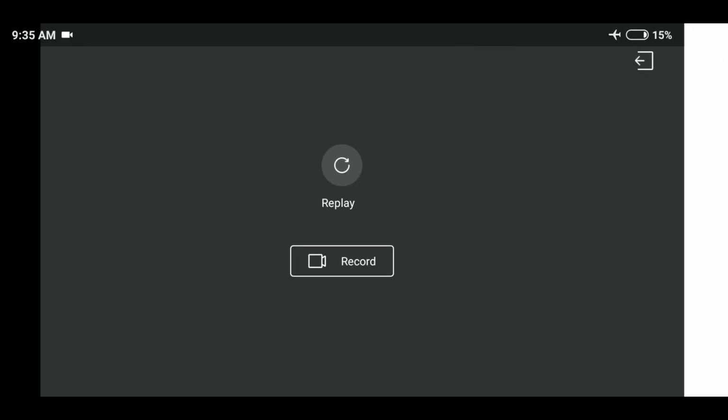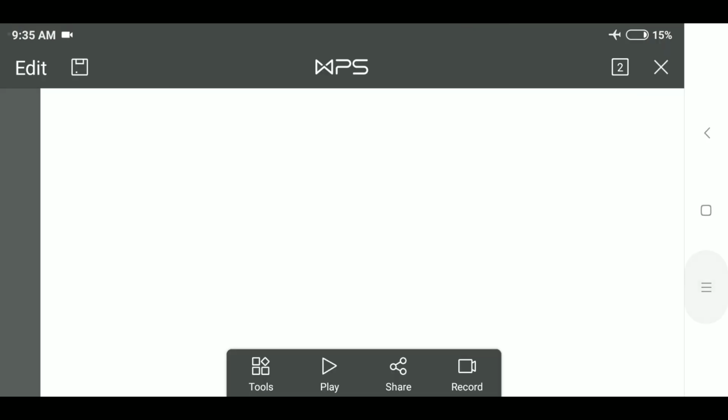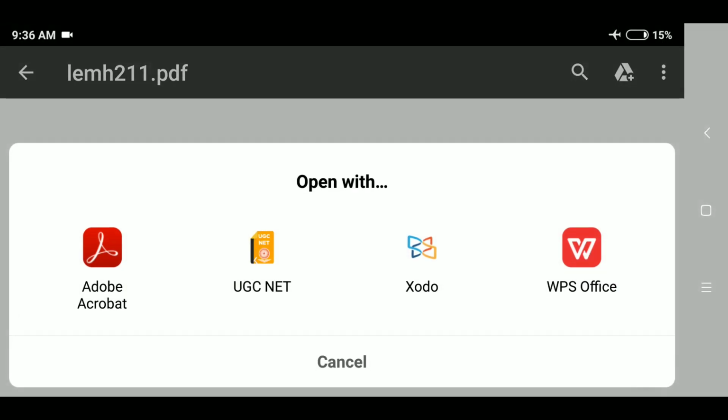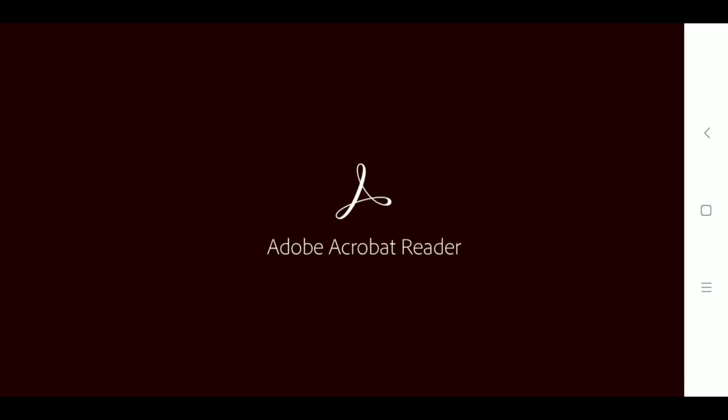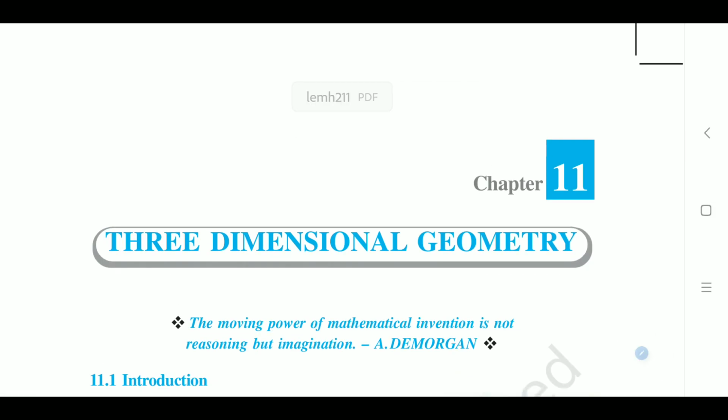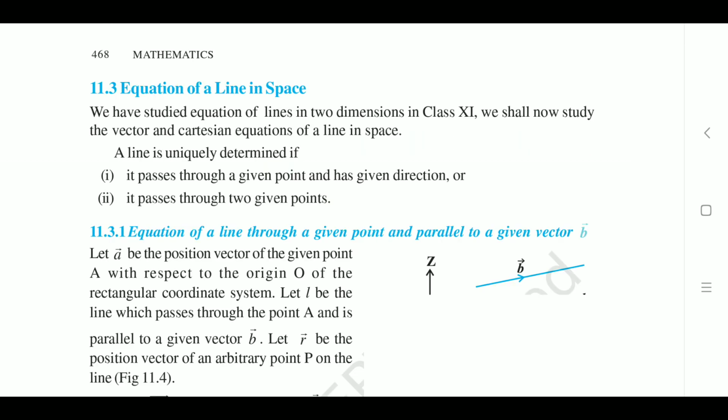So I'm showing you some examples so that you may find them useful for your practice. This is not opening in this file, so I'm changing it to Adobe Reader. Yeah, this is there. So this is 3D, and I'm scrolling it down.